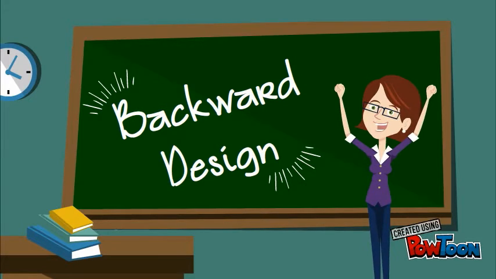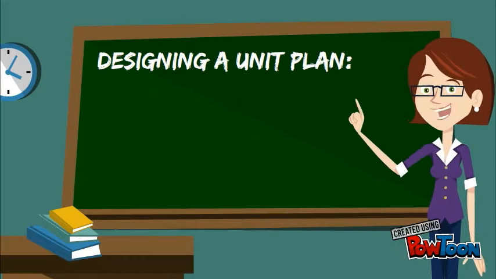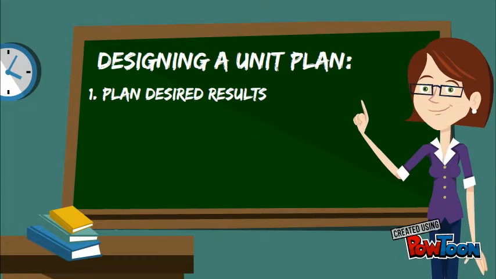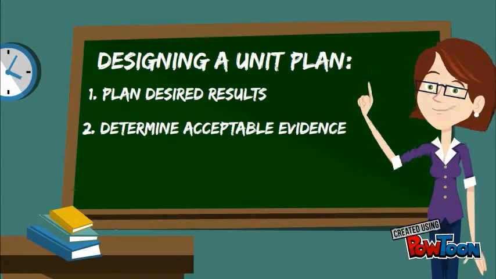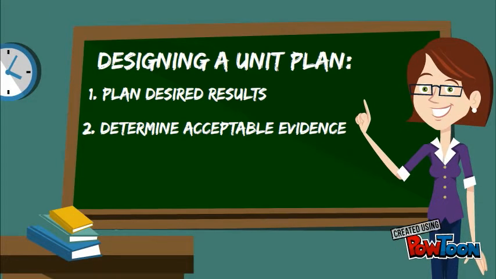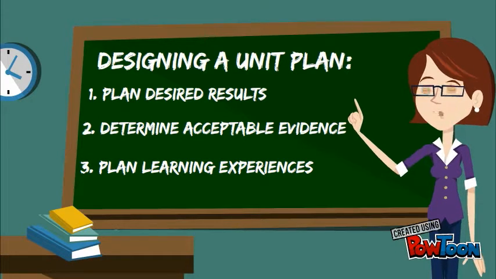Remember, we have backwards design to help us, and there are 3 easy steps to follow. The first step to designing a unit plan is you want to plan your desired results. What objectives and goals do you want your students to get out of the lessons that you teach? Next, you want to determine the acceptable evidence. These are your formative and summative assessments. How are you going to assess your students? Then you want to plan the learning experiences. This is designing the actual lessons themselves.